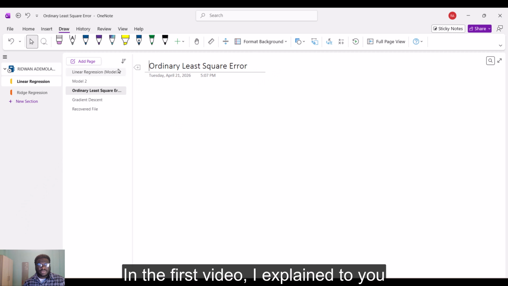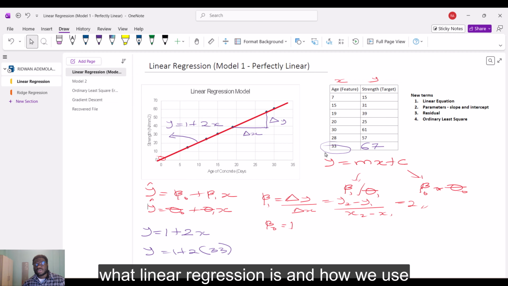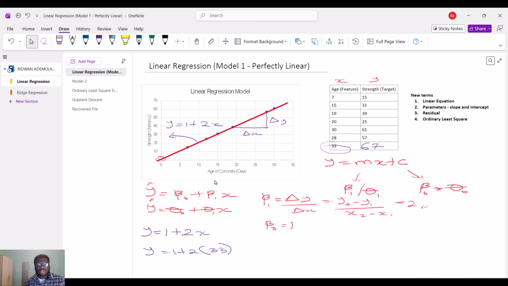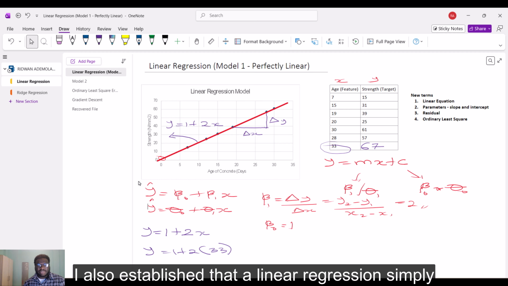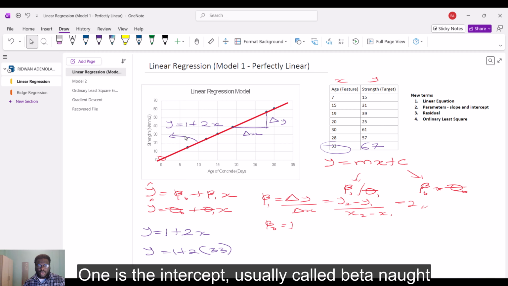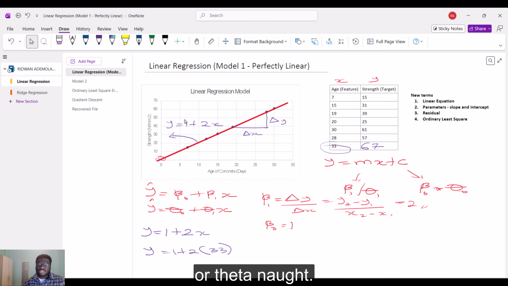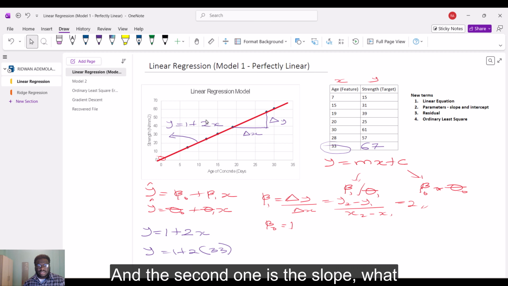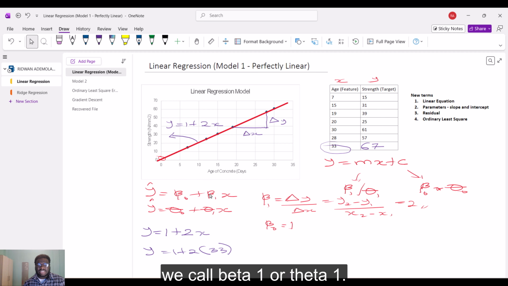In the first video, I explained what linear regression is and how we use it to make predictions. I also established that a linear regression simply has two properties that we call parameters. One is the intercept, usually called beta naught or theta naught. And the second one is the slope, what we call beta 1 or theta 1.